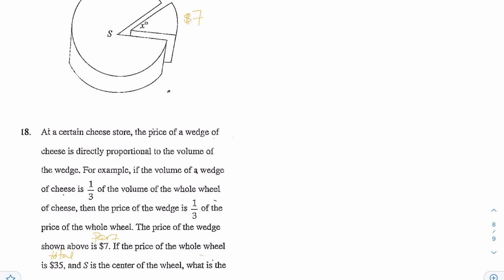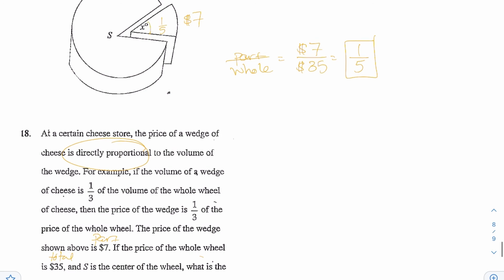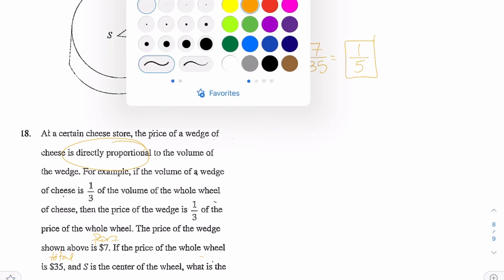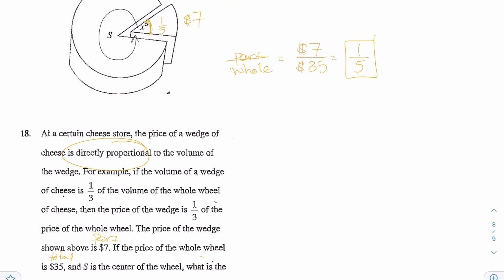So here, everything's proportional, which means you can make a fraction. So just part over whole. So the part is the wedge, which is $7. The total is $35. And 7 divided by 35 is 1/5. So that means that this should be 1/5 of the total. Now, x is actually a measurement of the angle, the central angle here. And we know that the total angle is a full circle, which is 360 degrees. And x needs to be 1/5 of that. So x is going to be 1/5 of the total.